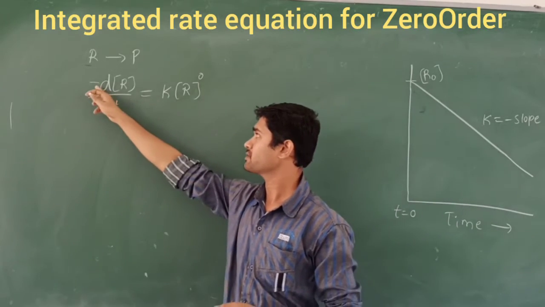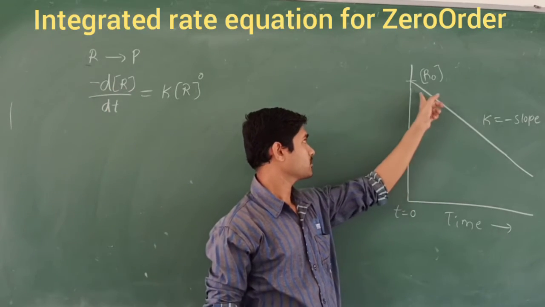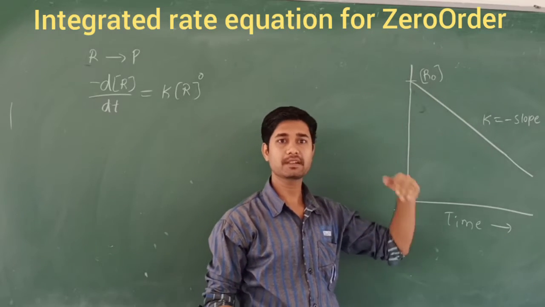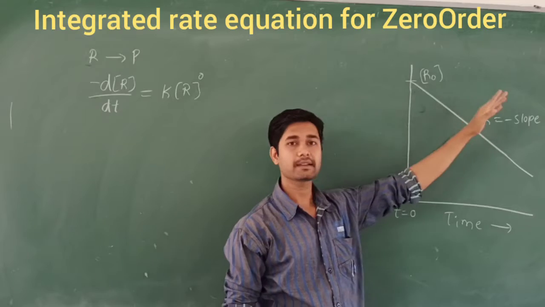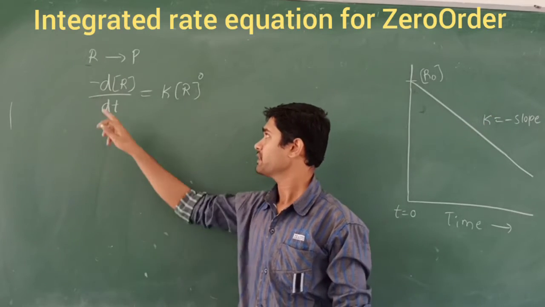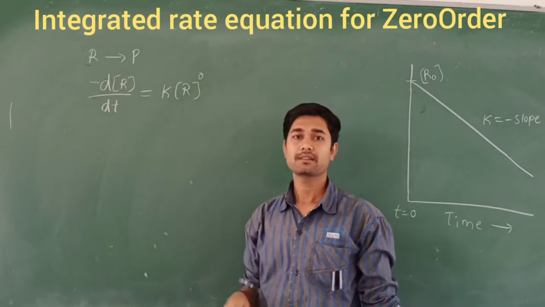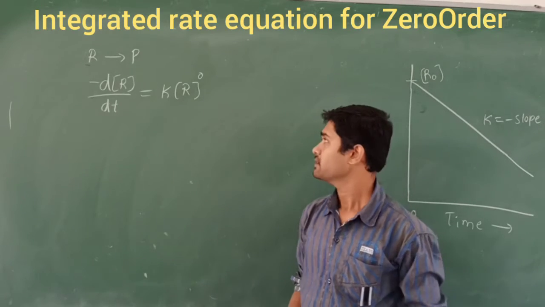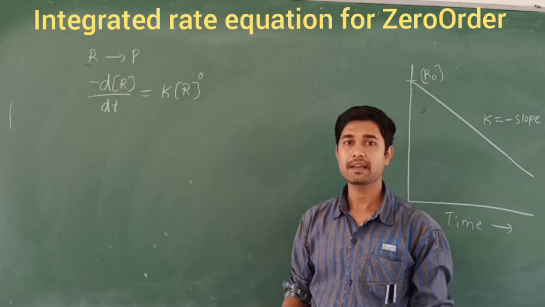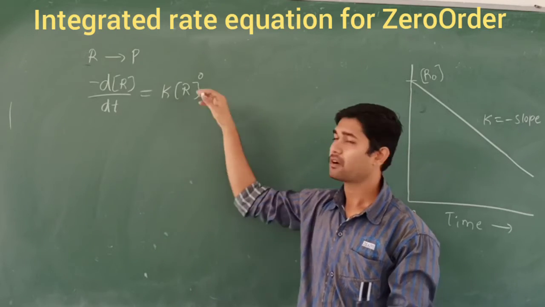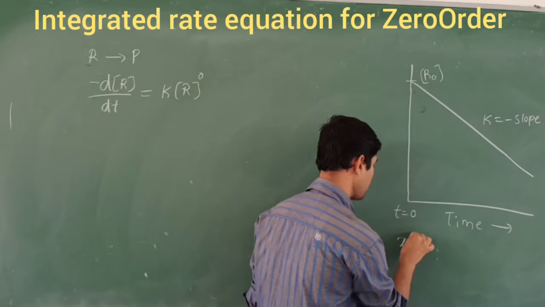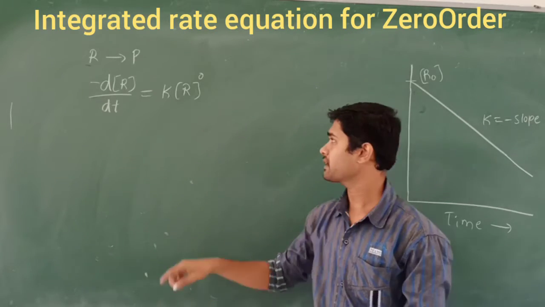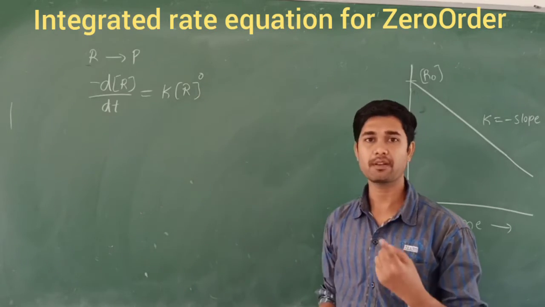Why is there a negative sign? Because the negative sign indicates that the graph is decreasing, right? Reactant always decreases, product always increases here. That's why this is a negative sign. So this is the decrease in the concentration of the reactant with respect to time dt. Now I am going to rearrange here. You know that x power 0 becomes 1, right? Similarly here also, R power 0 means the value should be 1.